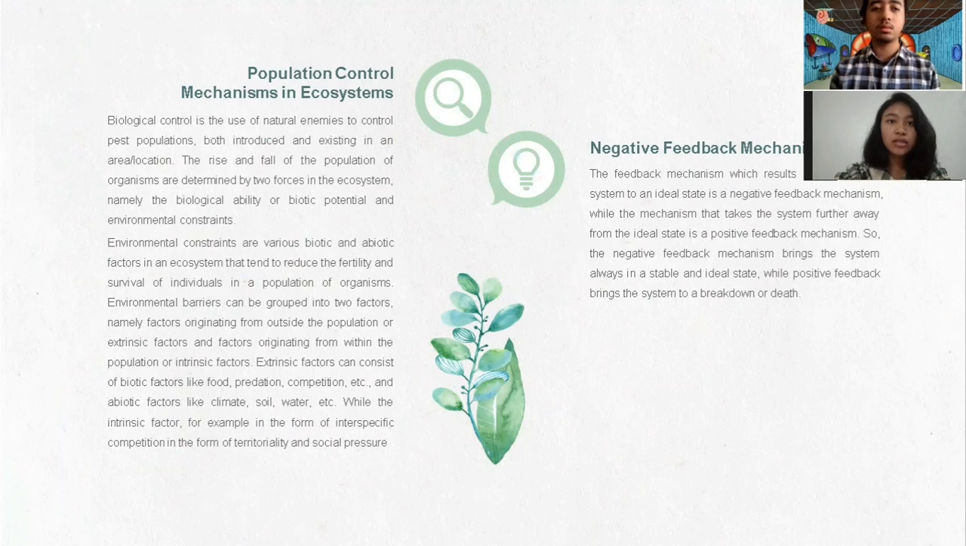Extrinsic vectors can consist of biotic vectors like food, predation, parasitism, competition, etc., and abiotic vectors like climate, soil, water, etc. While the intrinsic vector, for example, is the form of intraspecific competition in the form of territorial and social pressure.